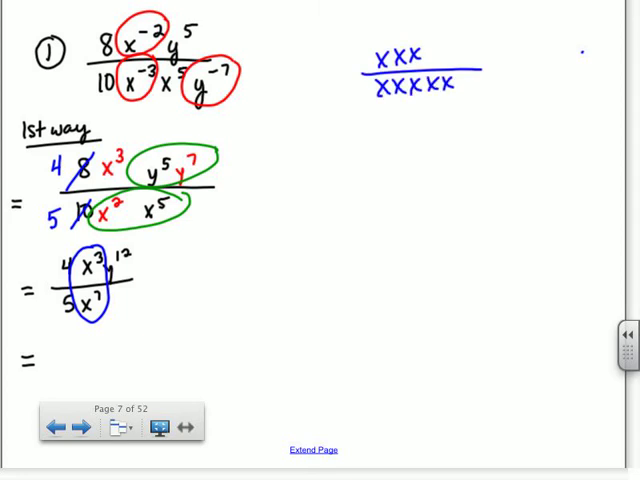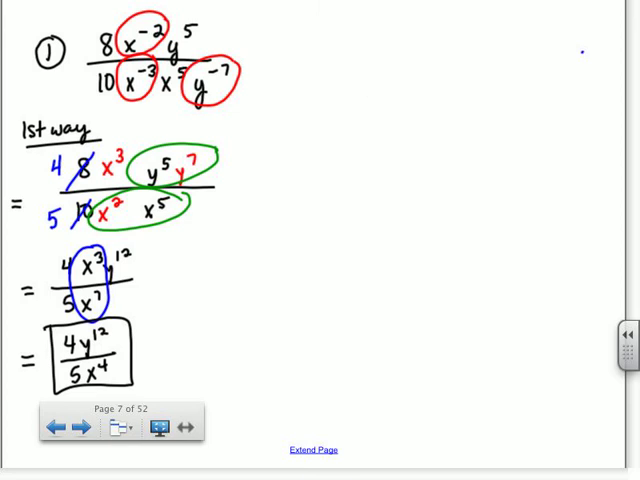And one last step, do you guys see what we need to do? Yeah, the x's. So think of if I had 3 x's along the top and 7 x's along the bottom. 3 would cancel with 3 on the bottom. I'd have 4 left on the bottom. So that's going to be x to the 4th on the bottom. So I have 4y to the 12th all over 5x to the 4th. And that would be your answer. Okay, so that's one way.